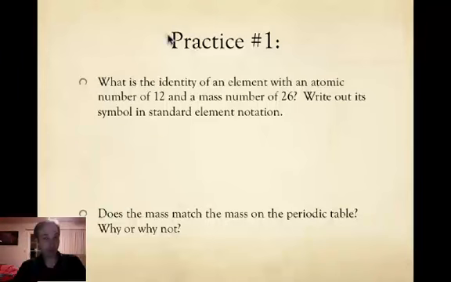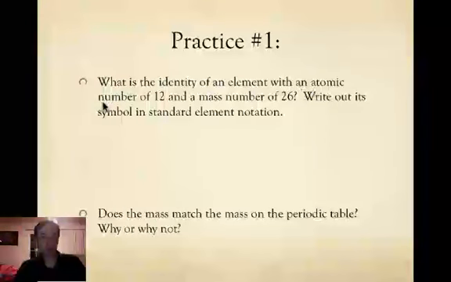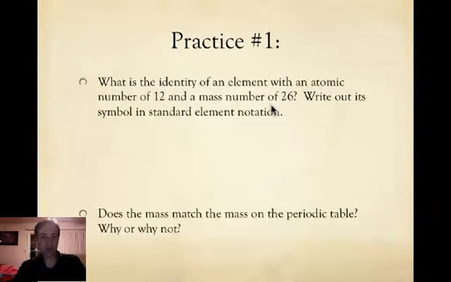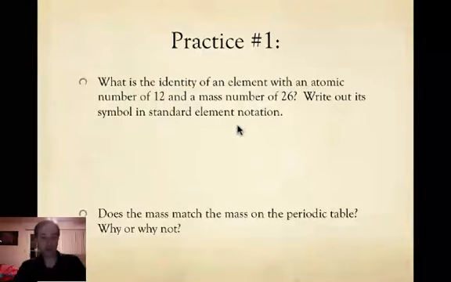Okay, I'm hoping you pause the video. I even paused myself there for a second, staring at you. So here's the deal. Practice problem number 1. What is the identity of an element with an atomic number of 12 and a mass number of 26? Write out its symbol in standard element notation.